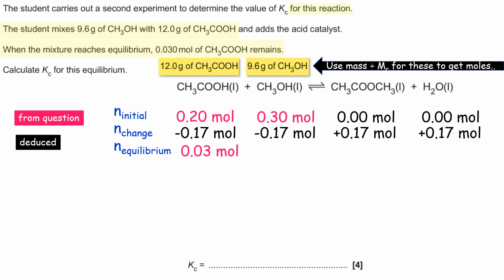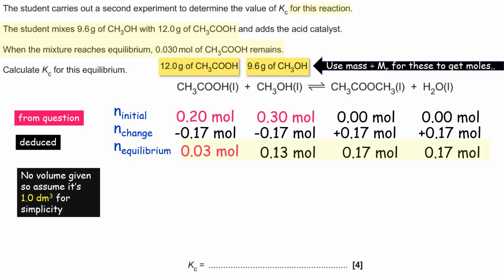So it tells us in the question that the number of moles of ethanoic acid at equilibrium is 0.03. So the difference between that and the initial starting moles was 0.17. So 0.17 moles have been used up, hence the minus sign in front. Now in the equation, the methanol is equimolar to the ethanoic acid, so you will also lose minus 0.17 moles of that. At the same time, you will get the same number of moles of ethyl ethanoate and water made on the right-hand side. So that allows us now to have our moles at equilibrium.